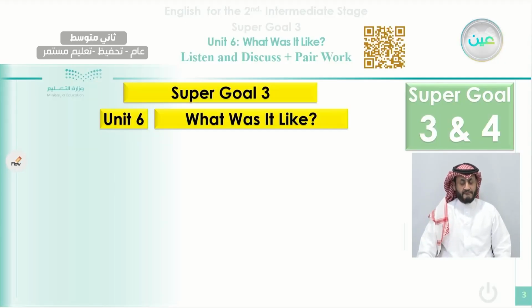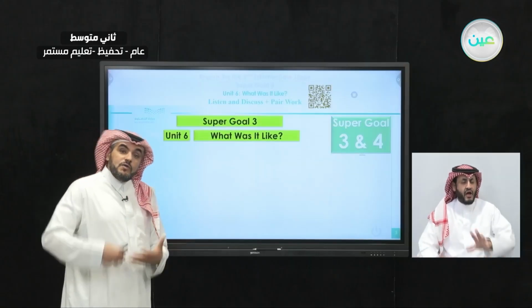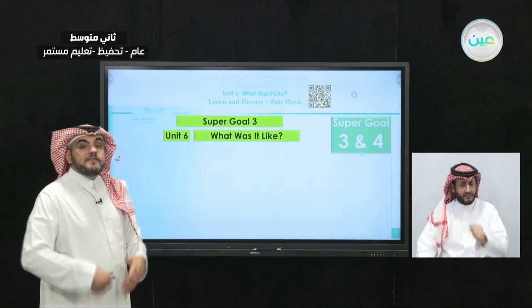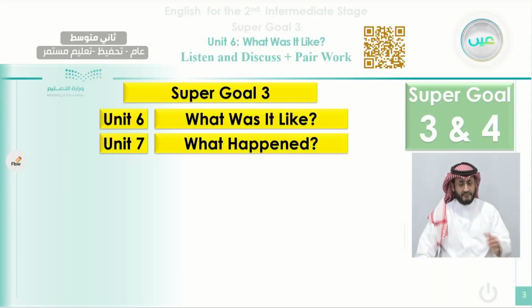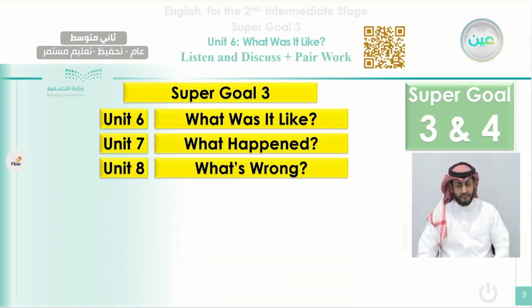What is the first unit that we are going to start with? That is Unit 6, What Was It Like? We will come to details about this title and the content of this unit. Unit 7, What Happened? Also, we'll take about 6 classes in this unit. And Unit 8, What's Wrong? This is a common question that you commonly hear.